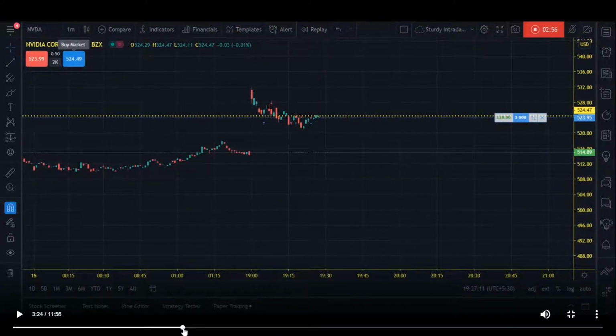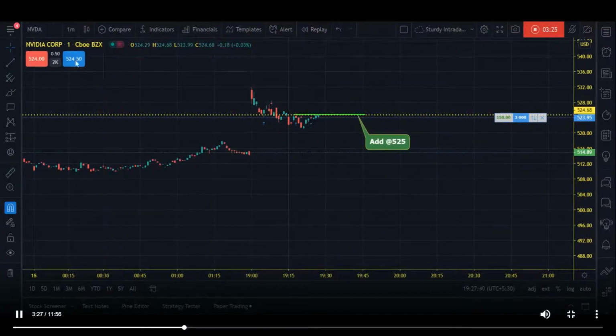I will just show you. I have marked this level. If you can just see this level, 500. Yes, one more thing. If it is going to cross this level, I was pretty much sure that it's going to go high. But what happened? Let's see. I'll show you what happened next.